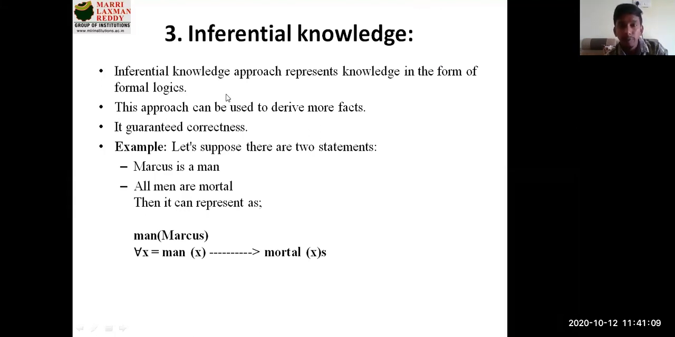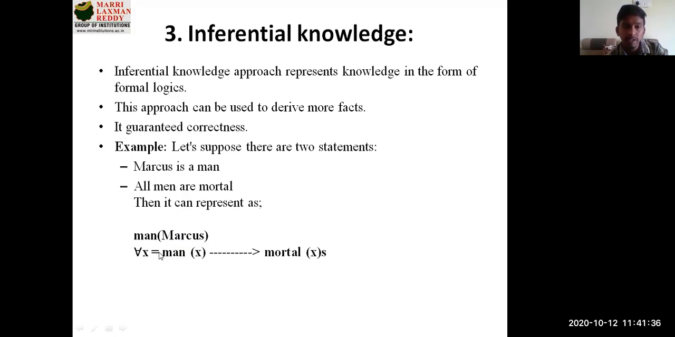So the best thing we can say about this inferential knowledge is that it guarantees correctness. Here you can see a small example given for two statements, that is, Marcus is a man and all men are mortal. These statements are represented with respect to predicate logic, that is, Marcus is a man using the predicate man, which is the object here, and Marcus is the name representing a man.